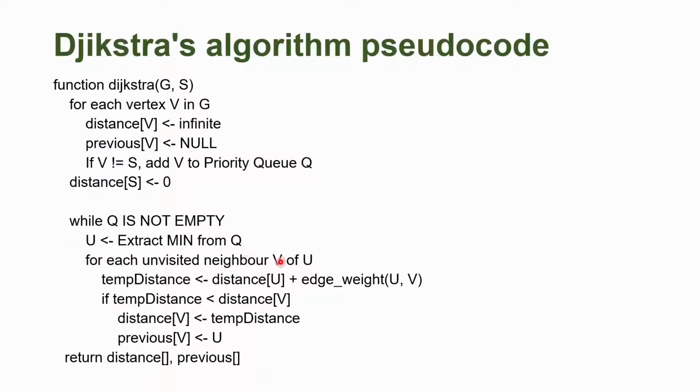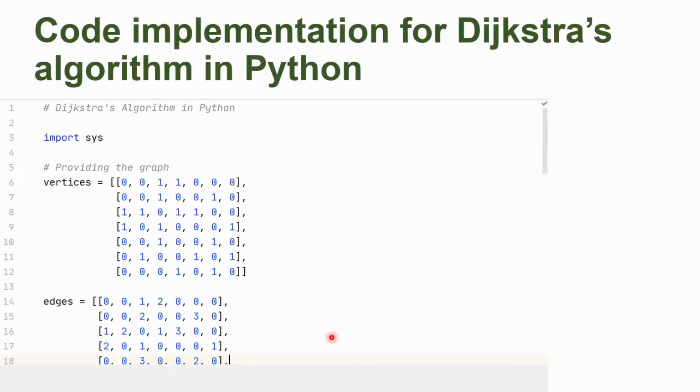For each unvisited neighbor v of u, meaning the neighbor of any vertex, the temporary distance, which is temp distance, should be the distance of u plus the edge weight of u and v. If the temporary distance is less than the distance of v, then we update the priority queue, and we are going to return the distance and previous vertex. So here I implemented this algorithm in Python. For this we need to import this package, the sys package.